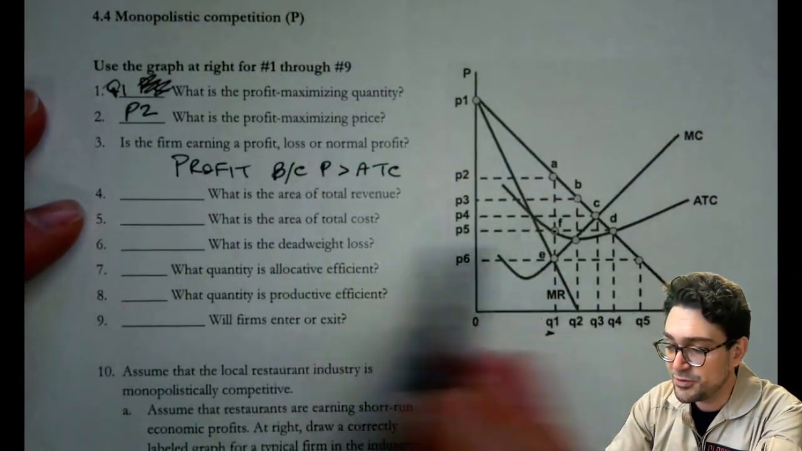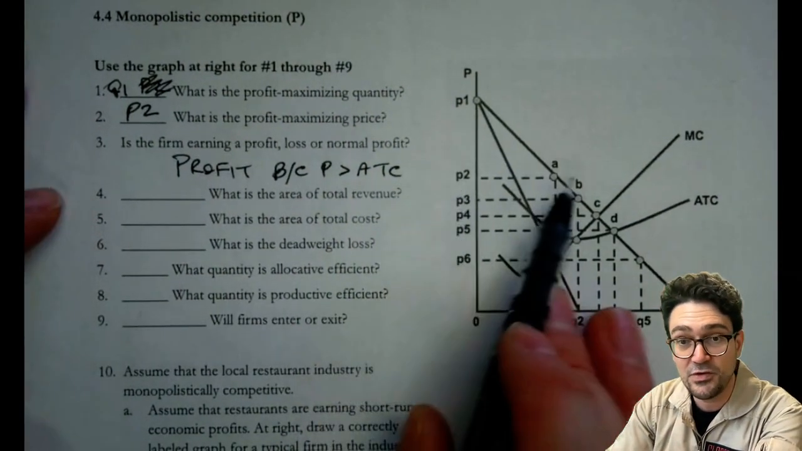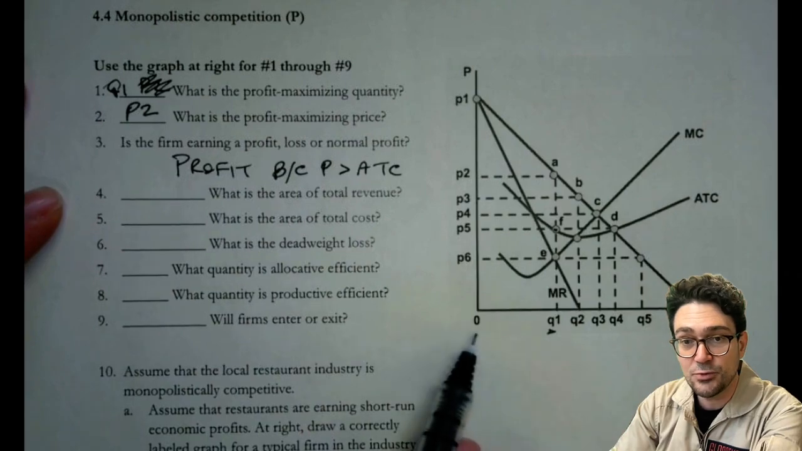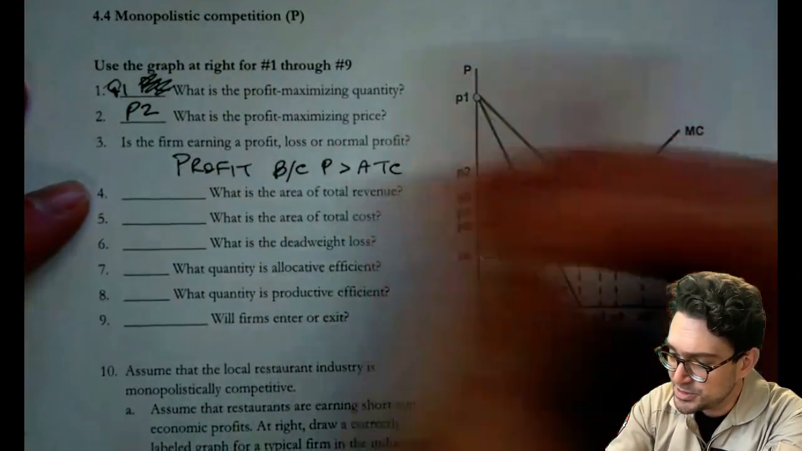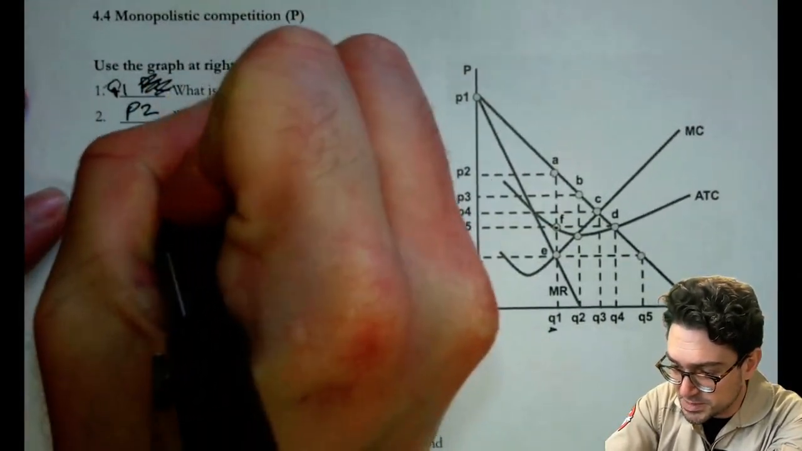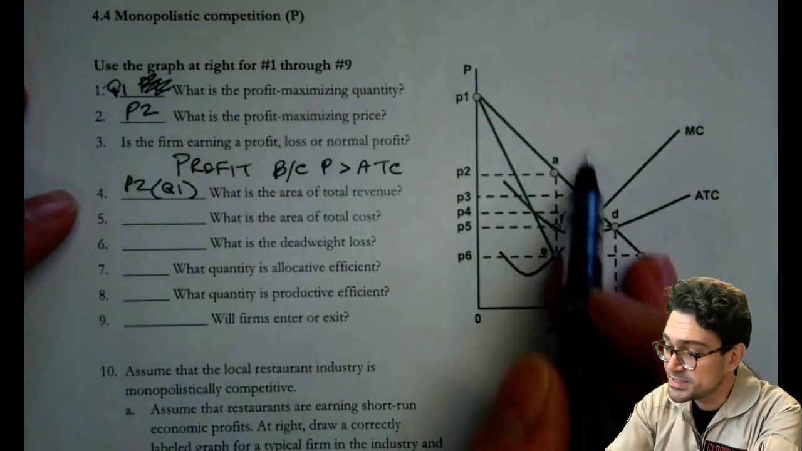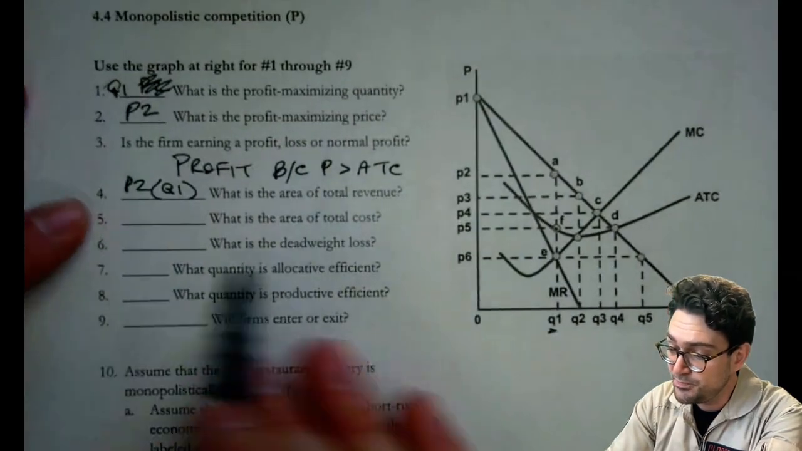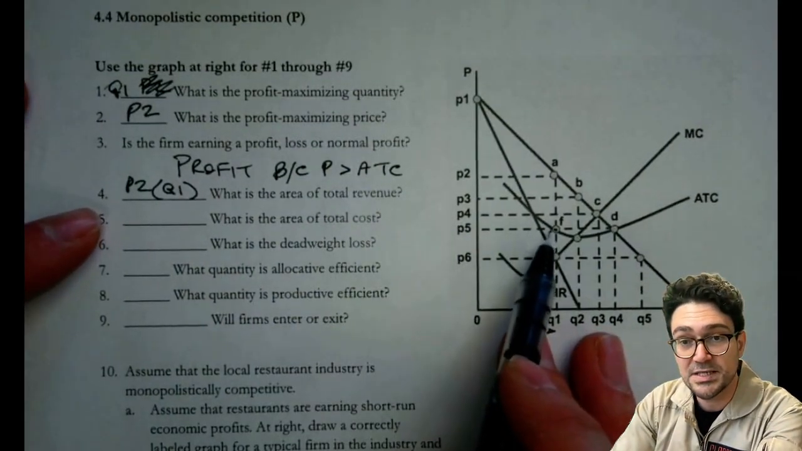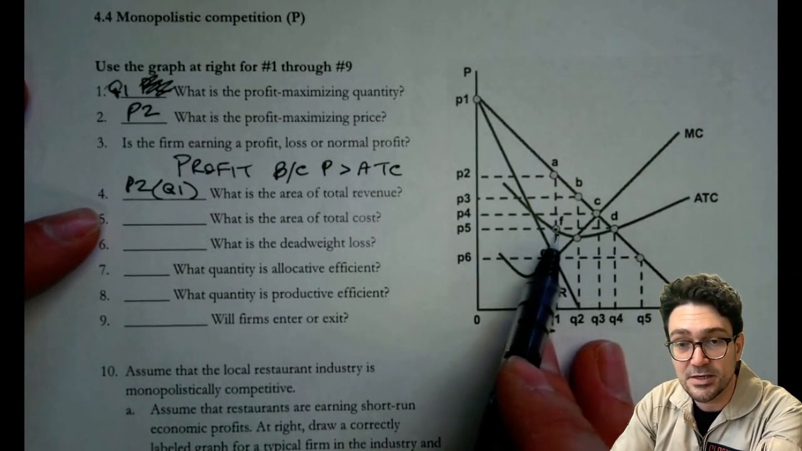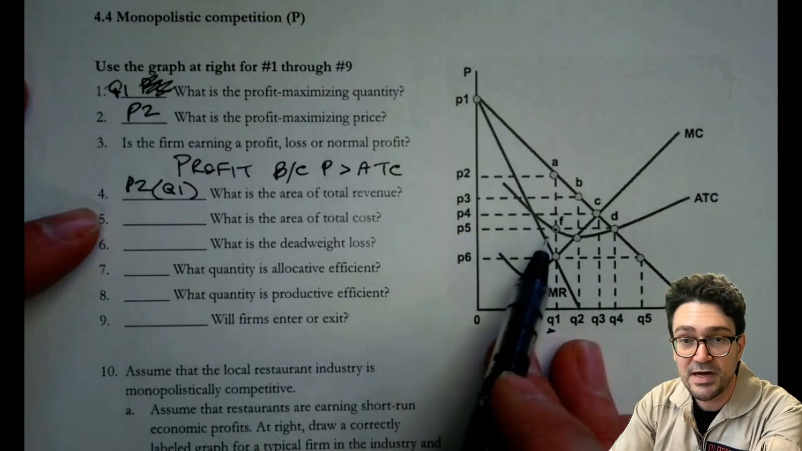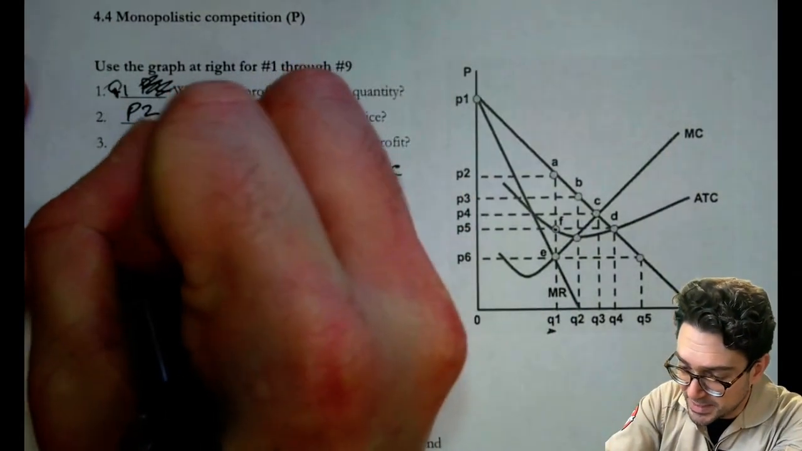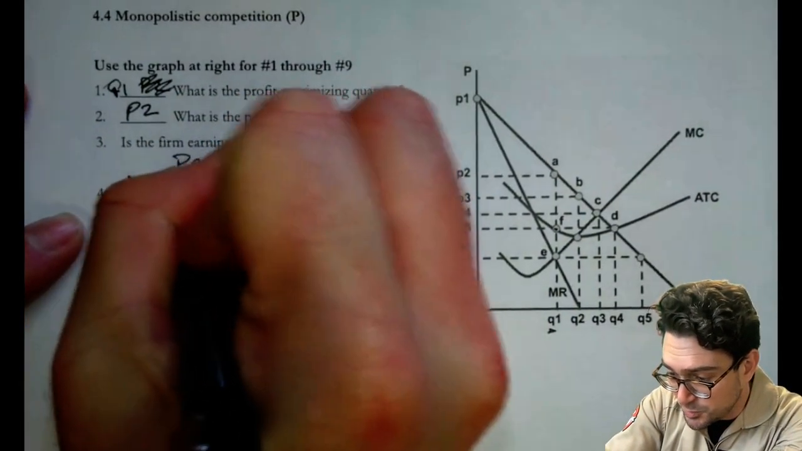What's the area of total revenue? Well, it's price times quantity. So P2 over to A, down to Q1 and 0. So I am just going to write P2 times Q1, but you can also just write P2A, Q1, 0. What's the area of total cost? Well, it's the P5 times Q1, or P5F Q1. So I'm going to say P5 times Q1.